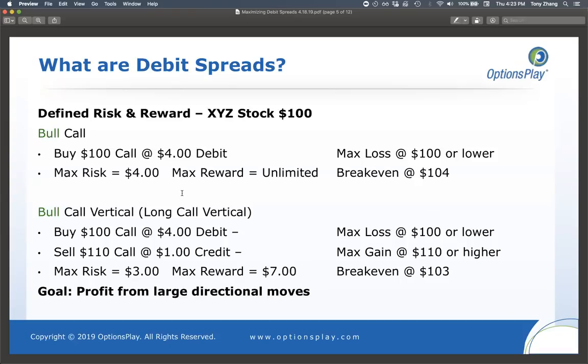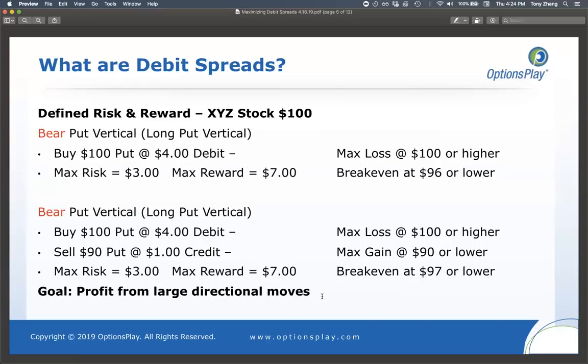So what you're effectively doing is you're reducing your risk, and you're exchanging that unlimited upside for a lower risk and a capped upside. Now, the goal here is to allow you to profit from a large directional move, a defined move in one direction or another, using debit vertical spreads. So that is an example of how you would deploy a bullish viewpoint using a debit call spread.